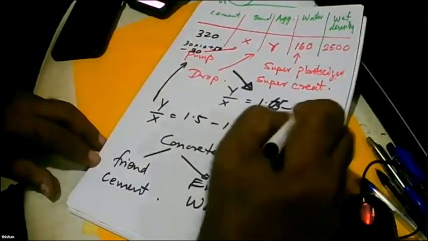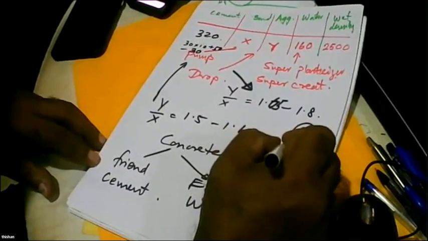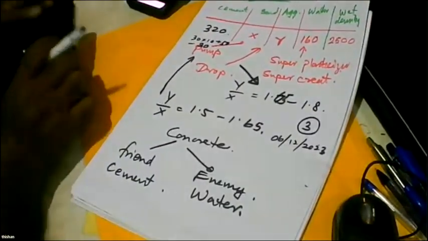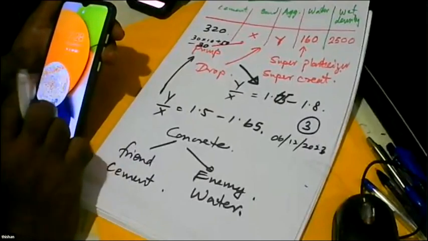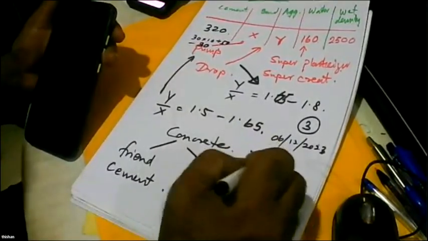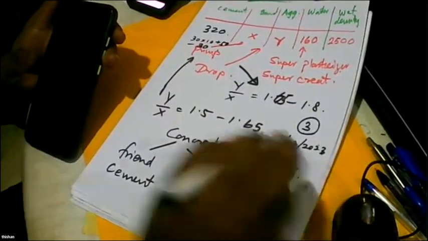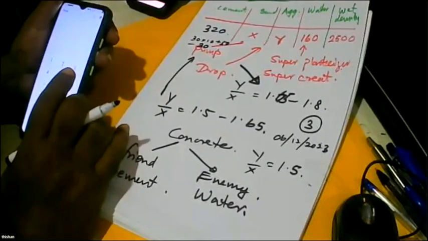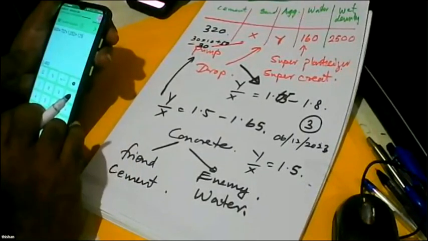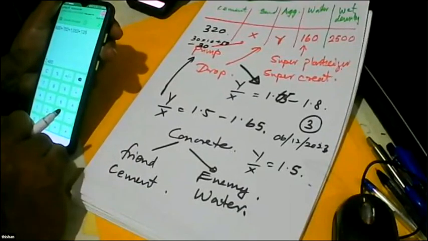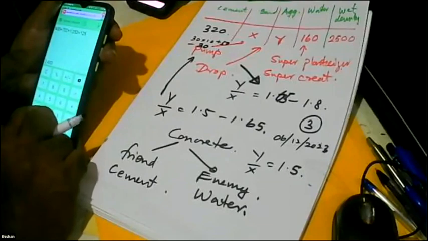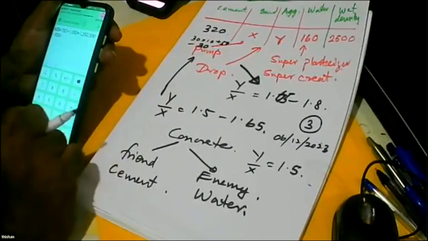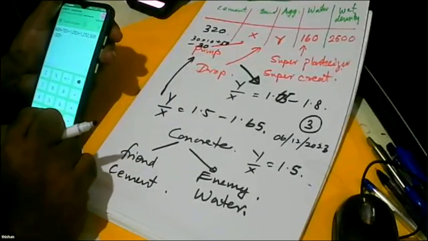This is page number 3. Today is 6th, 12th, 2023. So now I can again plug in the numbers, and I'm using a Y over X of 1.5 because I'm pumping. You can even use 1.55 or 1.6. Generally, I don't go up to 1.65, but it's a good margin to look for. So then I will say 2,500 minus 320 minus 160.